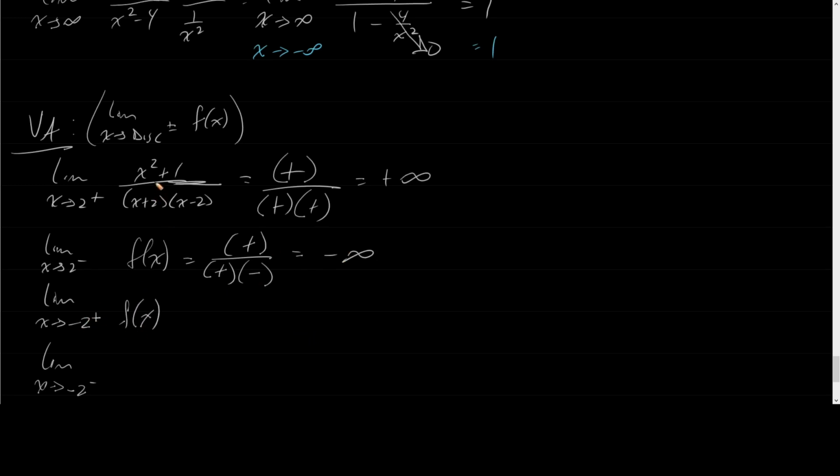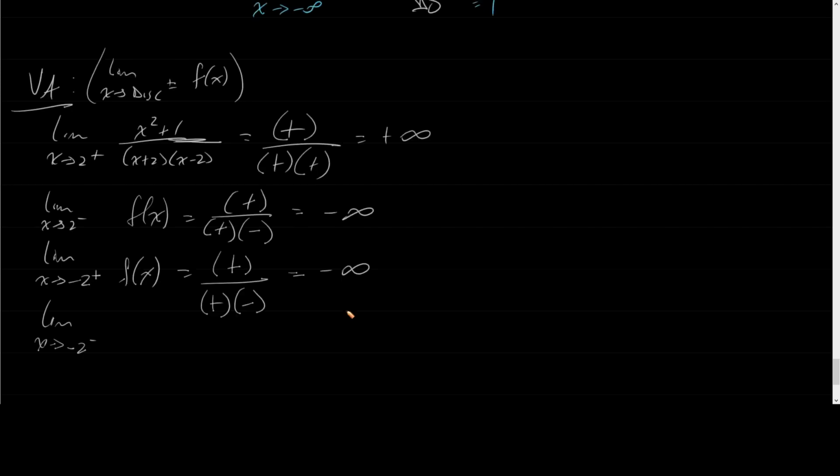Negative 2 from the right. Well, that's something like negative 1.9. We already know the numerator is always positive. The denominator, negative 1.9 plus 2, positive. Negative 1.9 minus 2, negative. Overall, negative, so it goes to negative infinity.